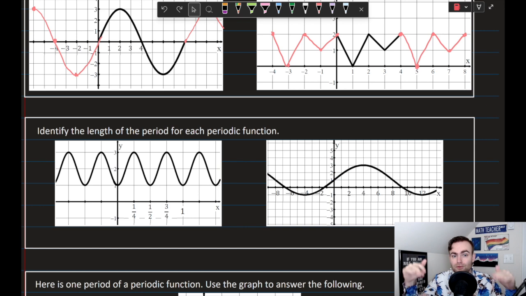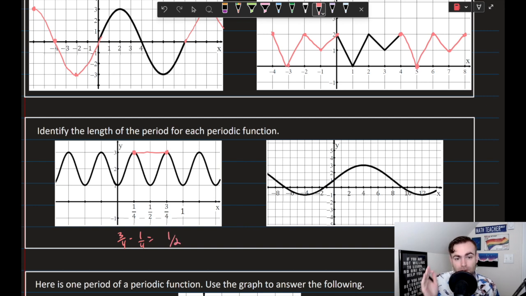These smooth curves, we can map a max to a max or a min to a min is what I would recommend. So if I look here, I have a max at 1/4, I have a max at 3/4. So this distance would be the period. I would do 3/4, take away 1/4, and that should give me 1/2 as the period.